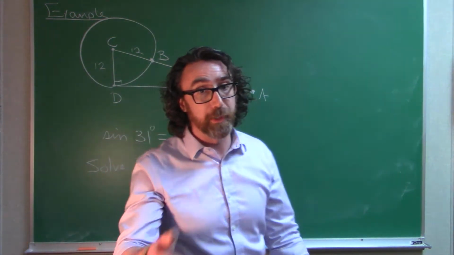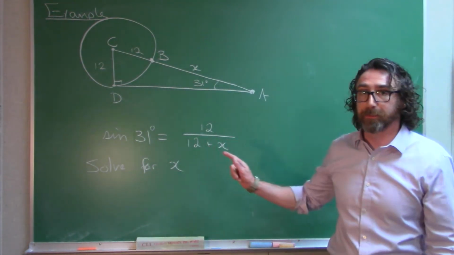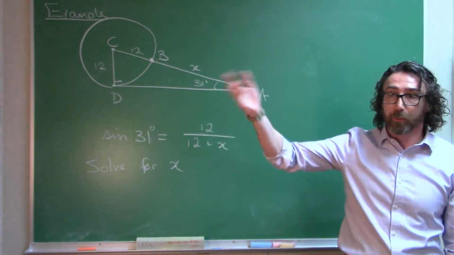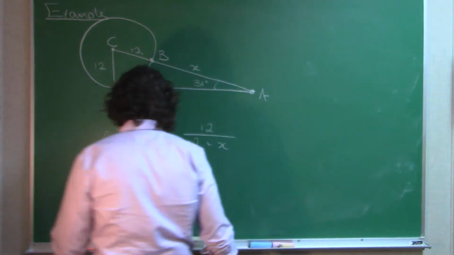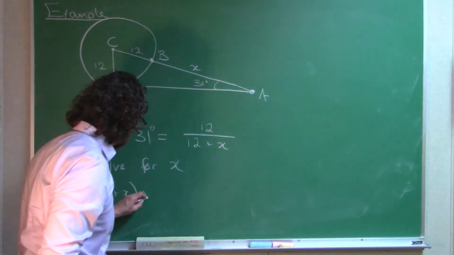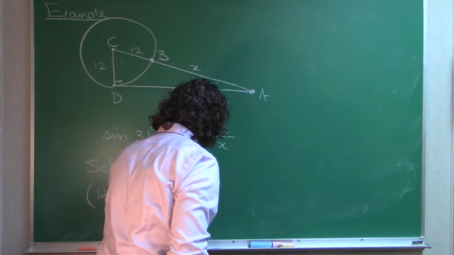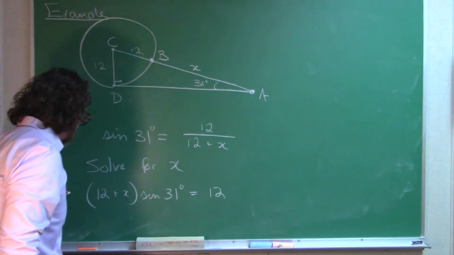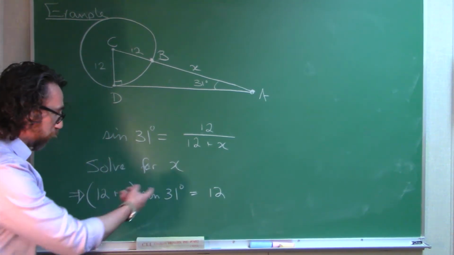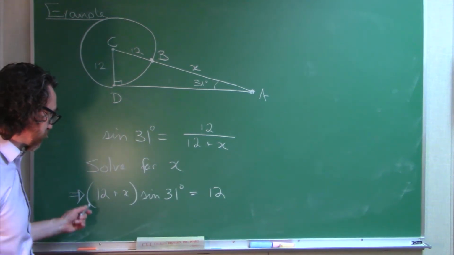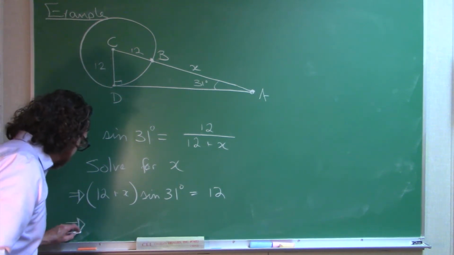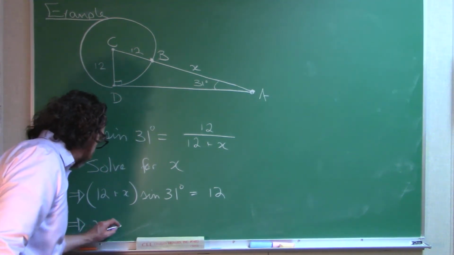Now whenever you have an equation with fractions, you can clear out denominators. Multiply both sides by your denominator. That'll give you a new equation without the fractions anymore. So multiply both sides by 12 plus x. So if this equation up here is true, then this equation is true. I want to get x by itself. A couple of ways to do it. Here's what I'll do.